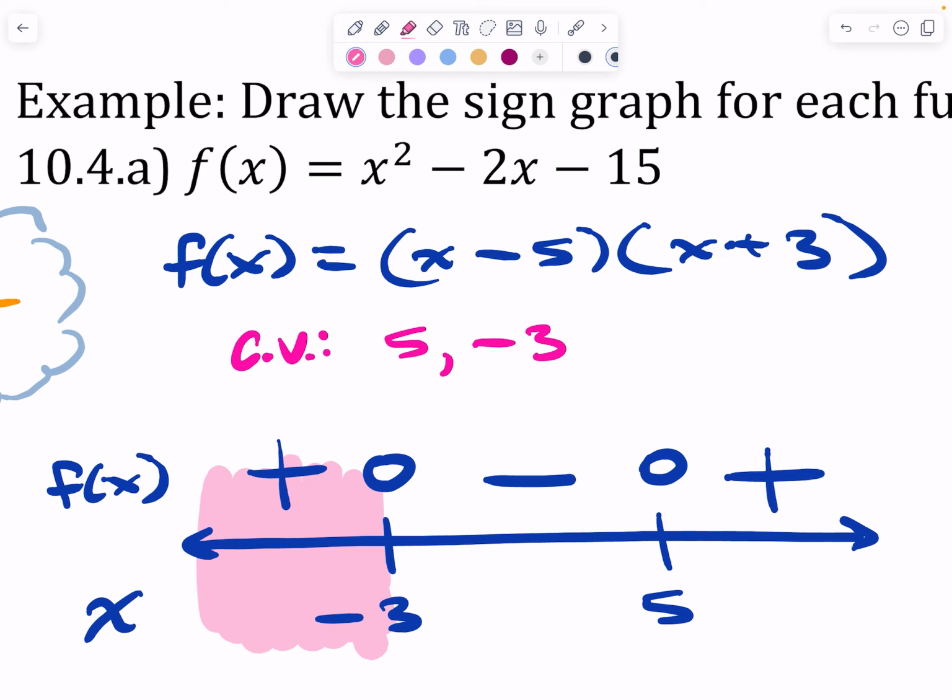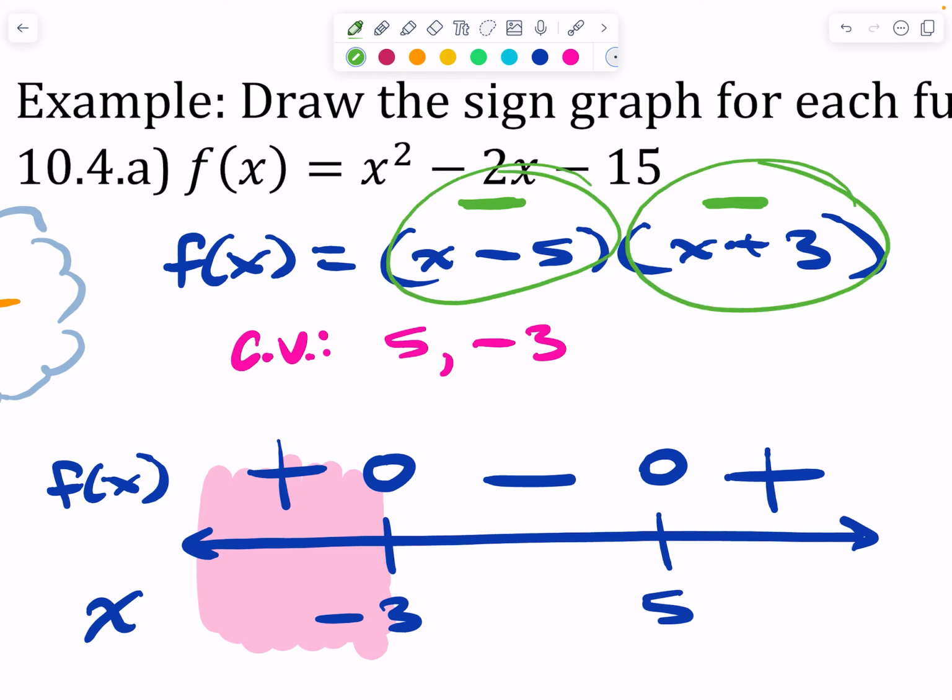When x is -10, x minus 5 is -15, so that's negative. And when x is -10, x plus 3 is -7, that's also negative. And since f of x is the product of those two factors, f of x is a negative number times a negative number, and that gets us something positive. So it's another way we can ensure that, yes, we are correct. It's because you got a negative times a negative in that region.